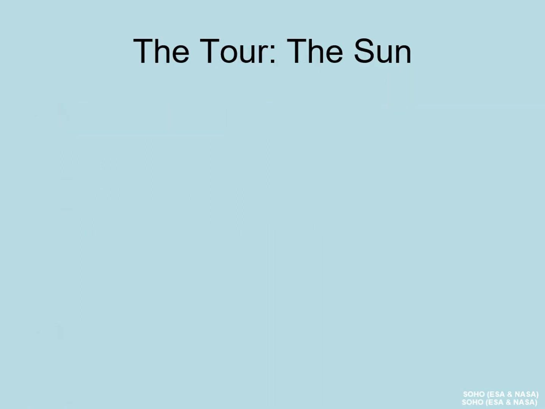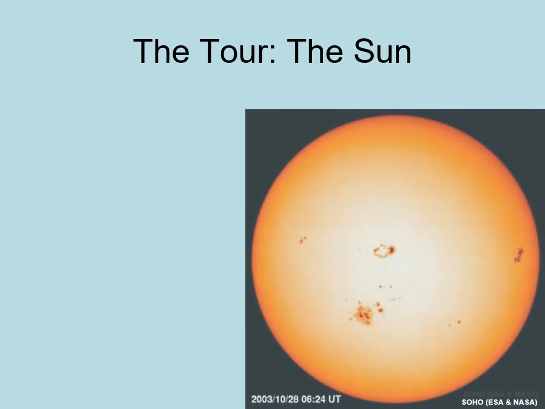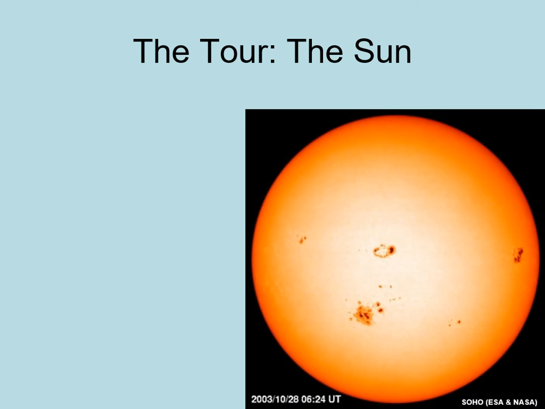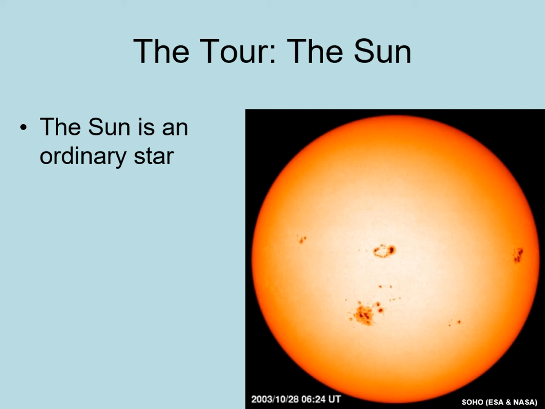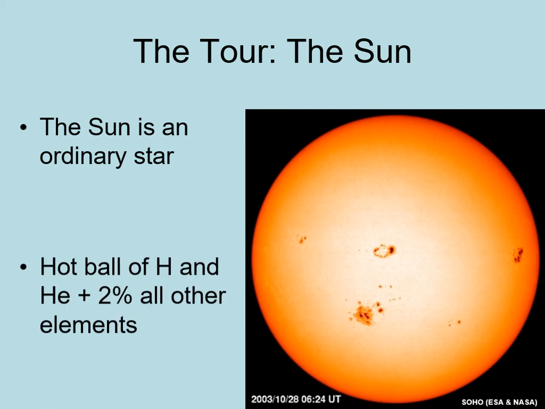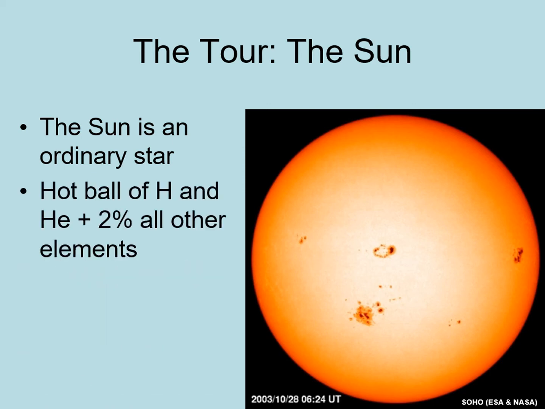We'll start our tour of the solar system with the Sun. As we mentioned at the start of the course, the Sun is an ordinary star, neither unusually large nor small. This means that it's a hot ball of mostly hydrogen and helium, with about 2% other chemical elements. Like most stars, the Sun's energy is generated by nuclear fusion in its core. Hydrogen is constantly being converted to helium, the same process that powers hydrogen bombs.